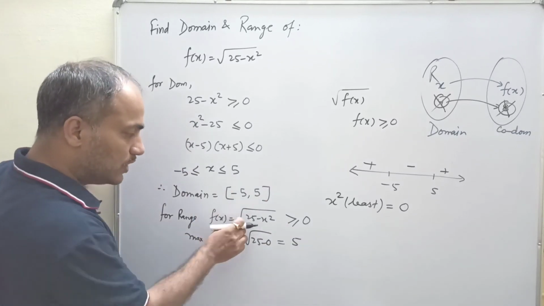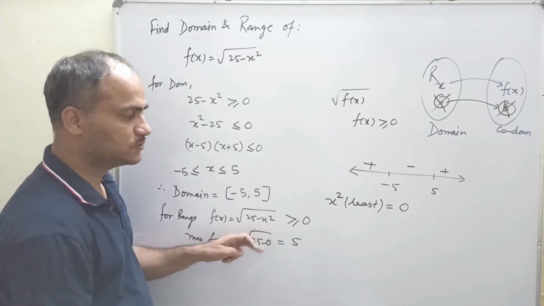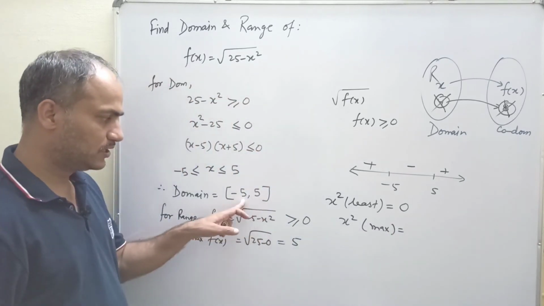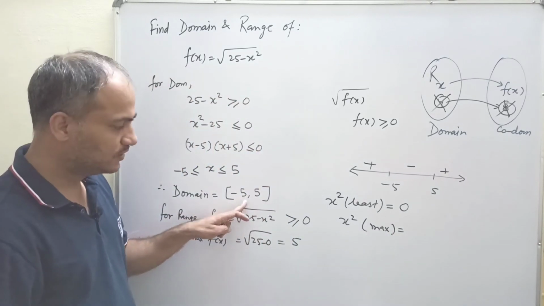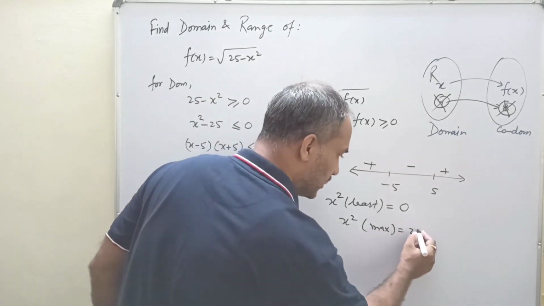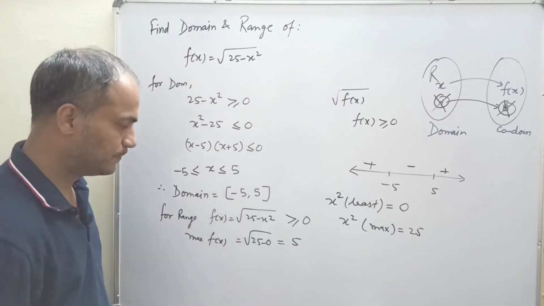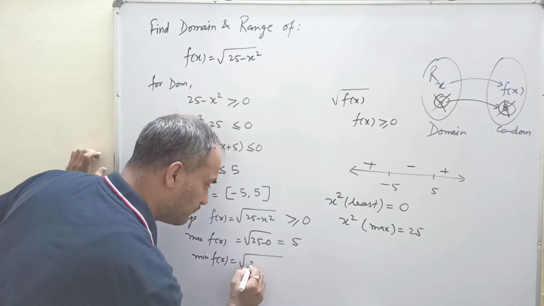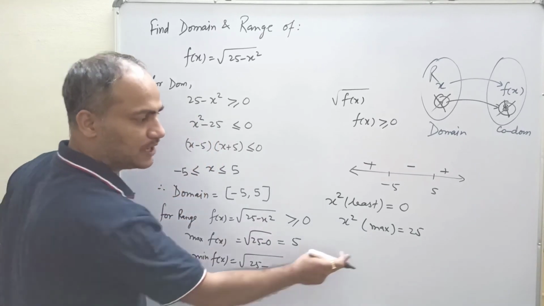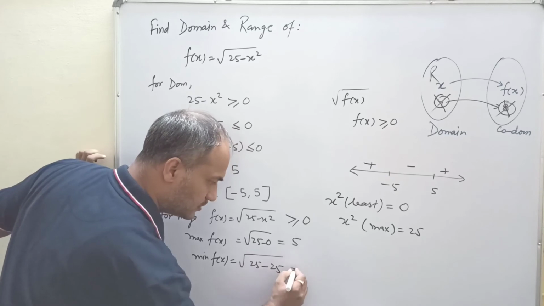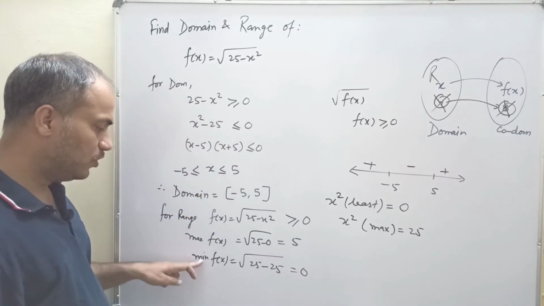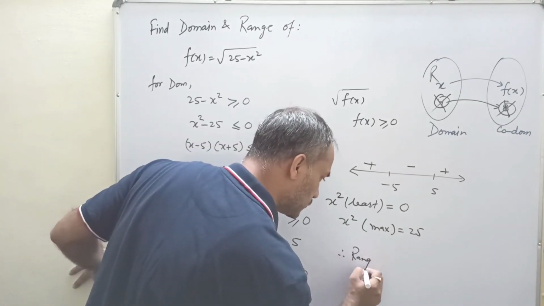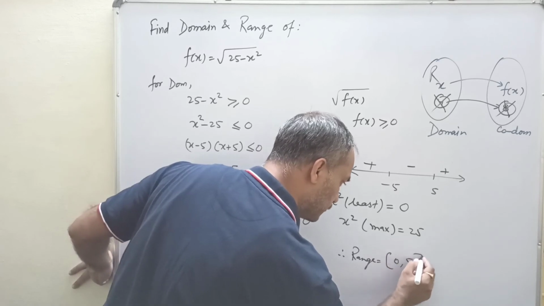Now it will have minimum value when x square is maximum. So x square maximum is how much? If we take 5 or minus 5, x square is maximum, and in both cases x square will be 25. So minimum value of f(x) is equal to 25 minus maximum value of x square, and this is 25. So this is 0. So we have the minimum value and the maximum value, so clearly we can find the range is equal to 0 to 5.